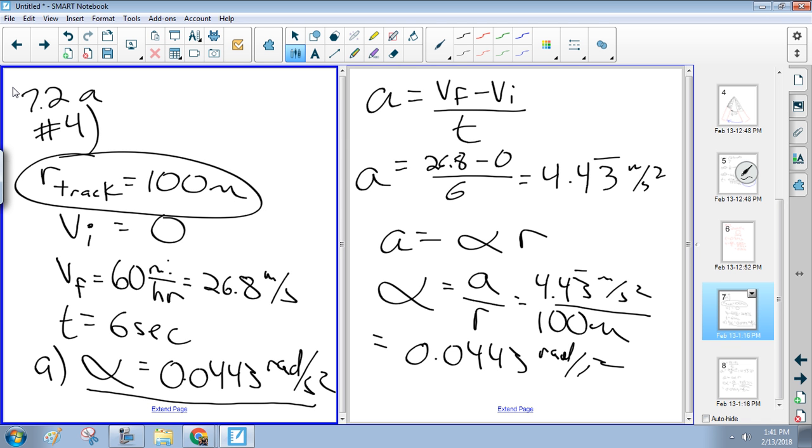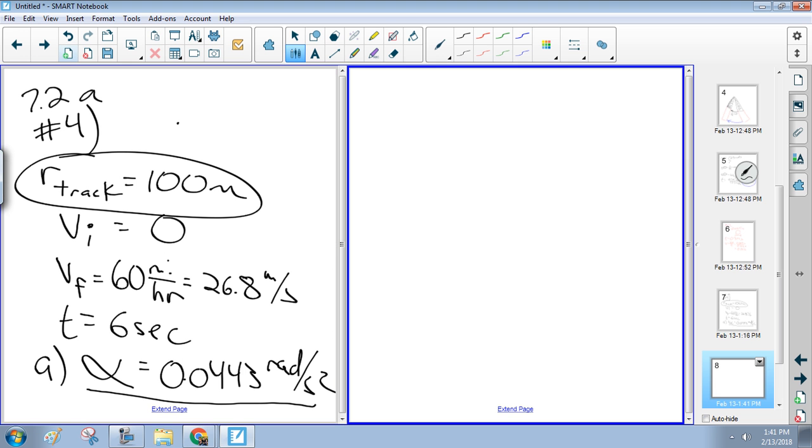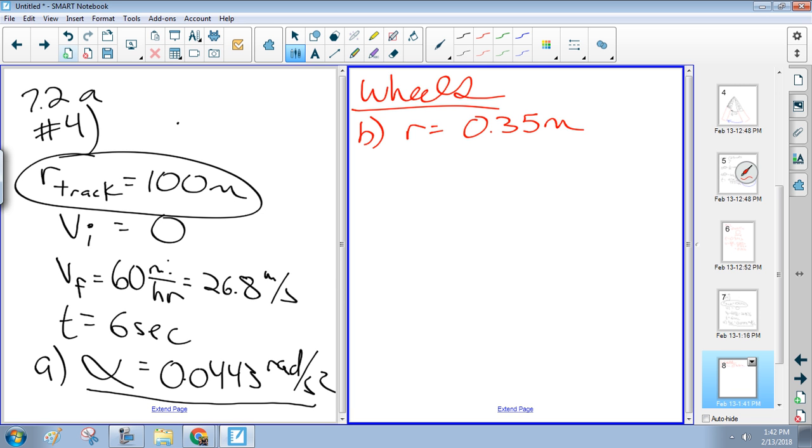All right, part B. If the wheels have a radius of 35 centimeters, find the angular acceleration of the wheels. Ooh. So, wheels. The problem tells us, for part B, that the radius of the wheels is 35 centimeters. Convert. That's 0.35 meters, right? It's 100 centimeters in a meter.